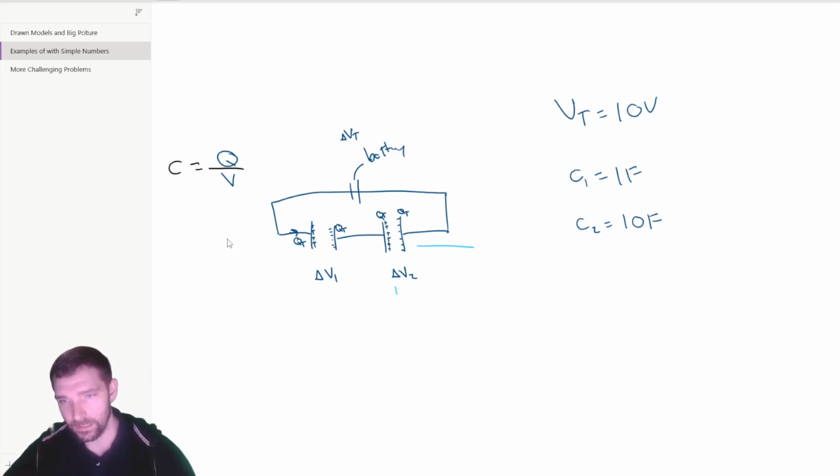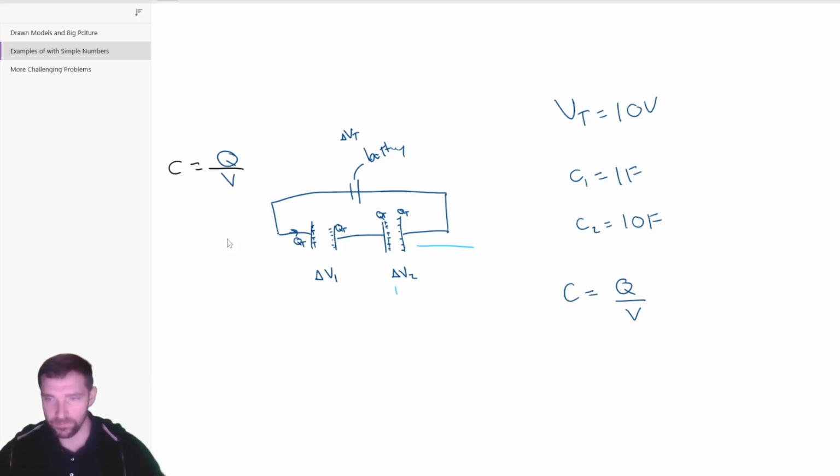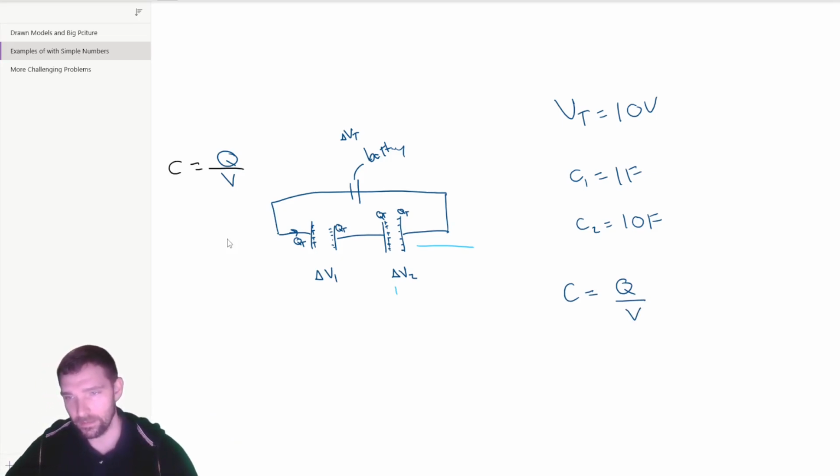So the formula that we're going to need to use here is going to be the inverse, but you can see that when we look at C is equal to Q over V, now the V's are being split, so we want those in the numerator. And we're going to have the Q total just being the same thing across these two different capacitors.